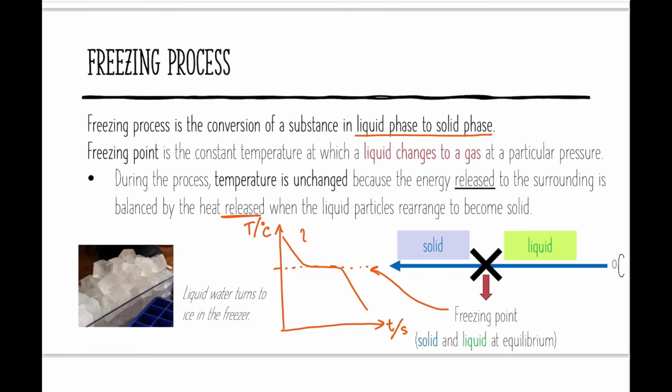Before the freezing point, the substance exists as liquid. After the freezing point, the substance exists as solid, where during the freezing point, solid and liquid exist at equilibrium. The freezing point of a substance is actually similar to the melting point that we discussed before, only the process is in reverse. A common example is when liquid is frozen at 0 degrees Celsius into ice.